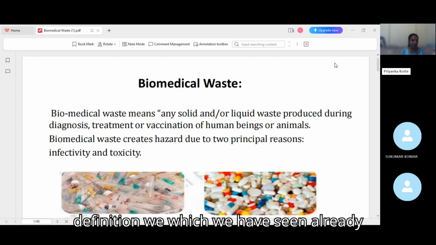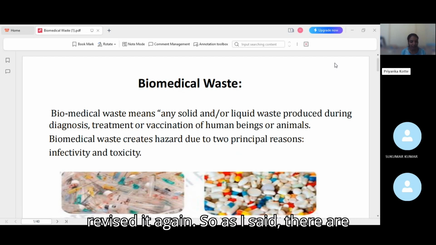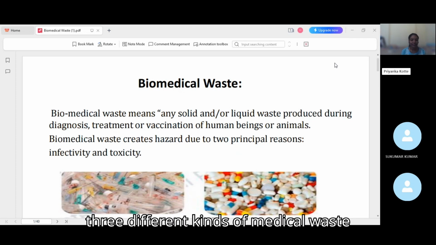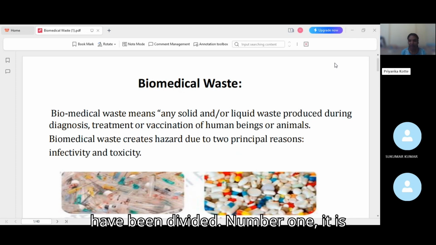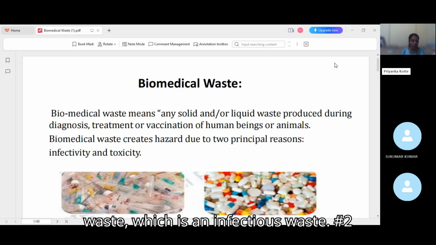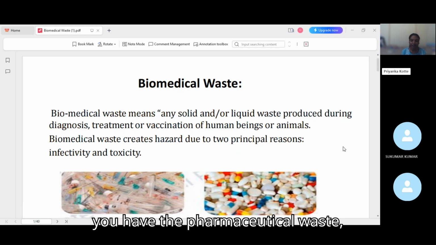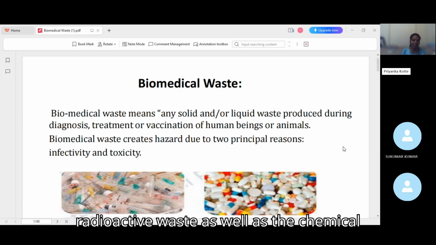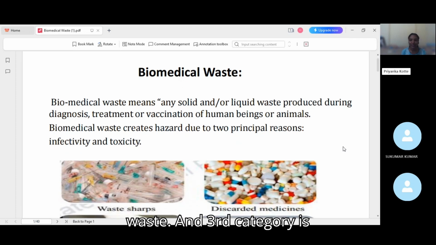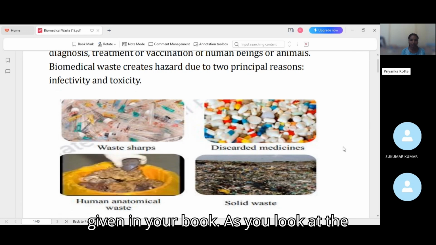So this is the definition which we have seen already, and we have revised it again. As I said, medical waste has been divided into three kinds. Number one, as in your book as well, is biological waste, which is infectious waste. Number two is general waste. Under general waste, you have pharmaceutical waste, radioactive waste, as well as chemical waste. And the third category is non-hazardous waste. That is what is given in your book.